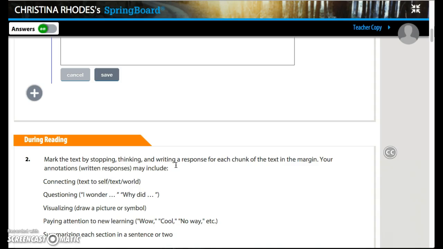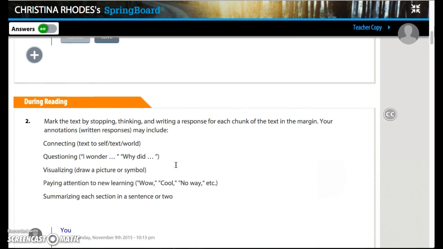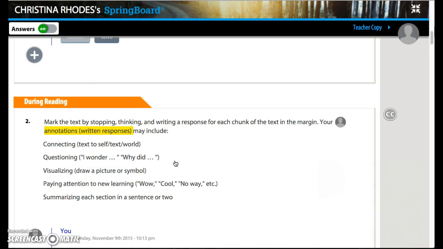Okay. During reading, it says, mark the text by stopping, thinking, and writing a response for each chunk of the text in the margin. So when I say chunk, that means every paragraph. You're writing annotations. Annotations are written responses. So you're annotating every paragraph. Okay? So when I say each chunk of text, I am talking about every paragraph you're annotating.